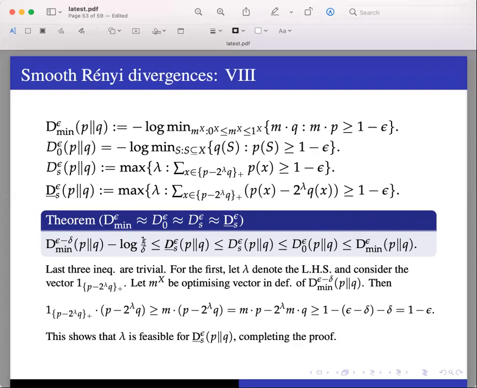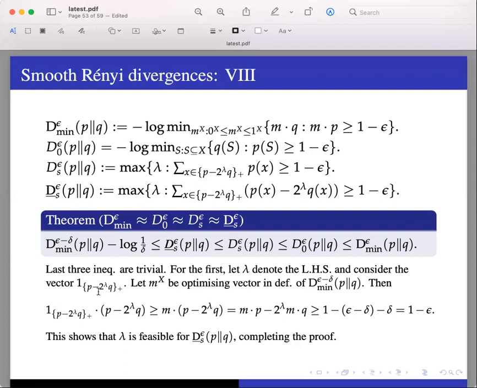The non-trivial part is the first inequality. So let us try to prove it. Let us call this left-hand side, D epsilon minus delta min minus log 1 by delta, a quantity called lambda. And now let us consider this vector.